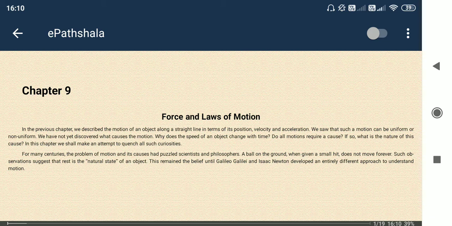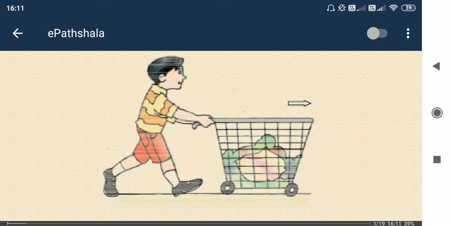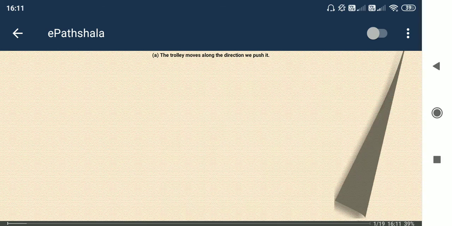But even when we apply it against a moving body, then it gets stopped. So this is the force. See here what is happening. The boy is forcing the container to move in the forward direction by applying force by hand. So this is the example.